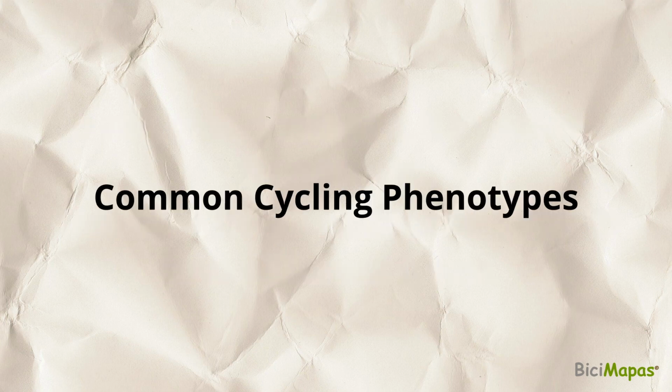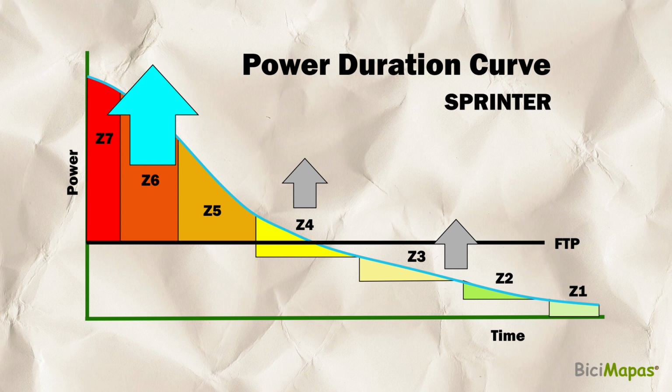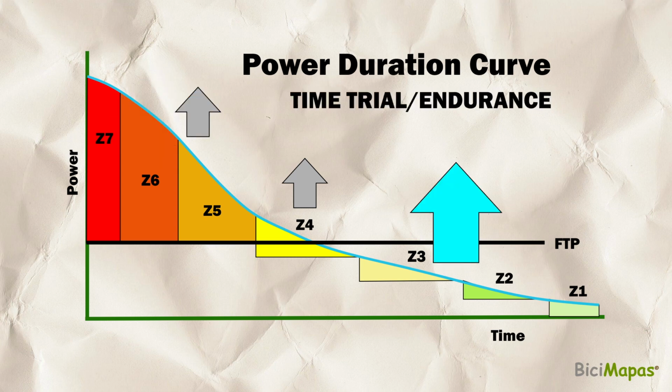Common cycling phenotypes. Sprinter. Strong at short, explosive efforts from 5 to 15 seconds. High anaerobic power and fast twitch muscle dominance. Ideal for sprint finishes, criteriums, and short climbs. Time trialist. Excels in long, sustained power efforts, 20 to 60 minutes. High FTP, functional threshold power, and strong aerobic endurance. Ideal for time trials, solo breakaways, and long steady rides.